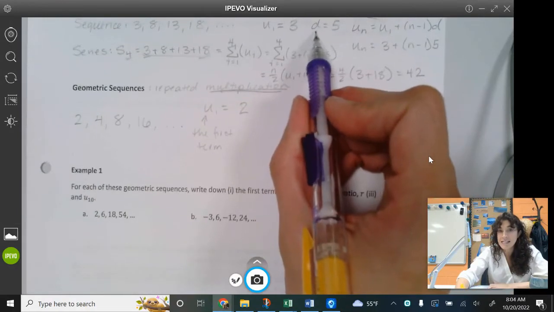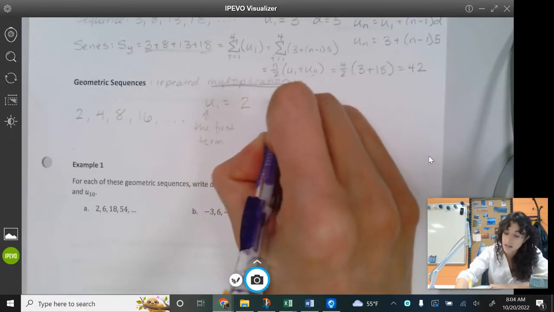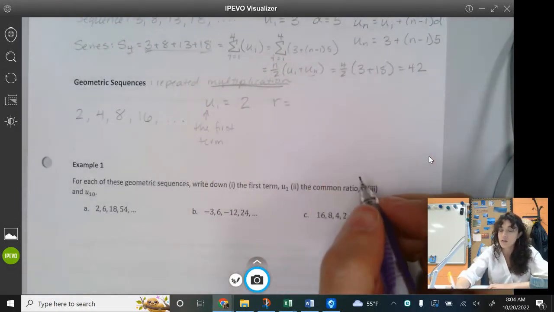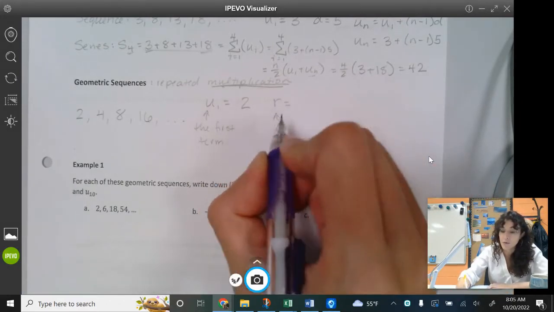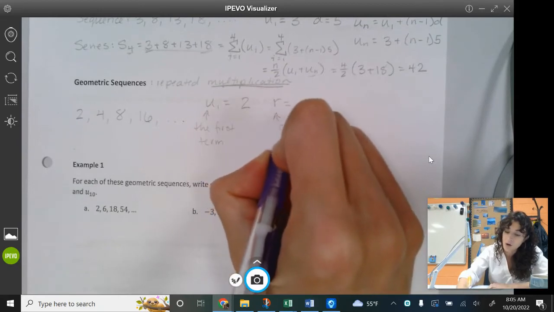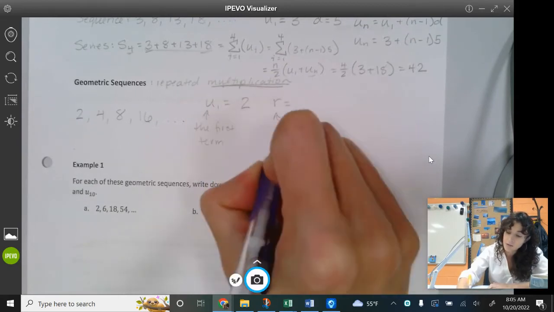Instead of a D for our common difference, we use the letter R, and the letter R represents our common ratio. It's the number that we repeatedly multiply by. So this is called the common ratio.